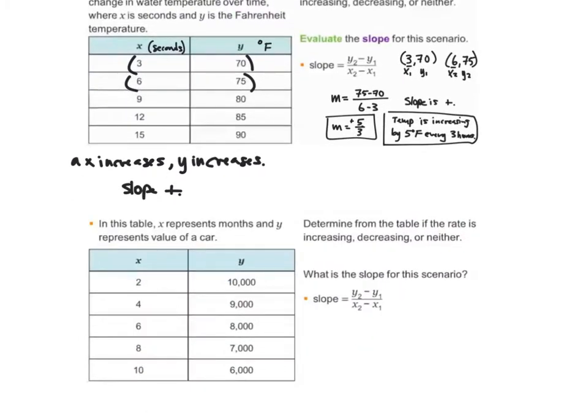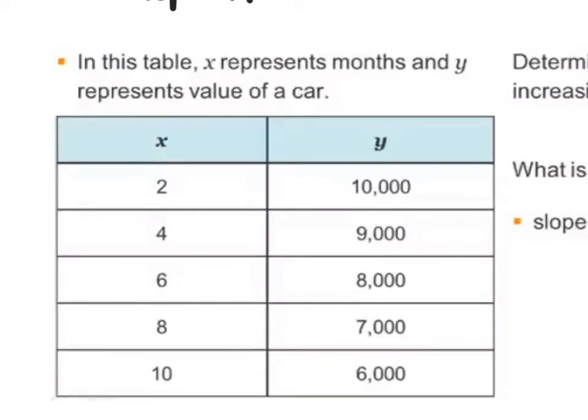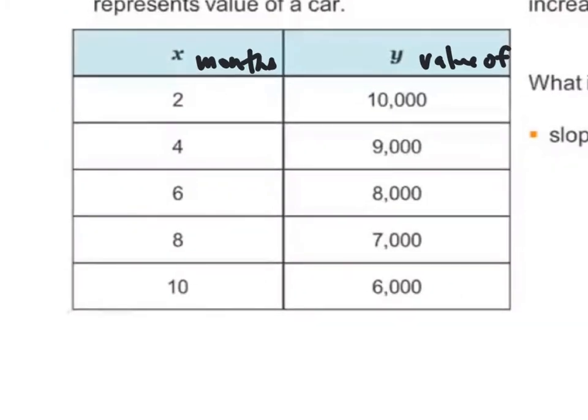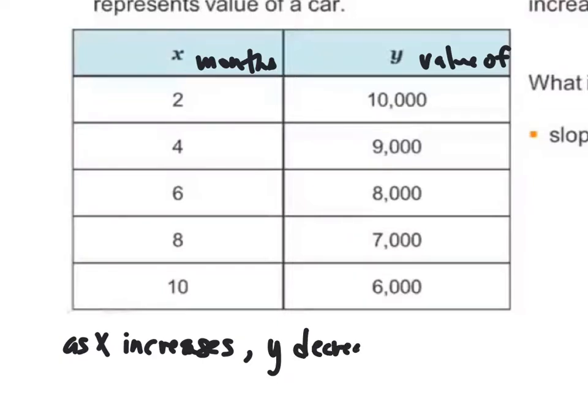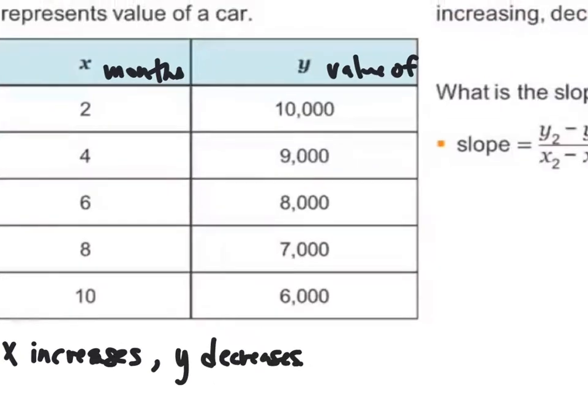Now let's take a look at this one. It says in this table, X represents the months and Y represents the value of the car. Here's what I notice: as X increases, my Y values are getting smaller. So as X increases, Y decreases.